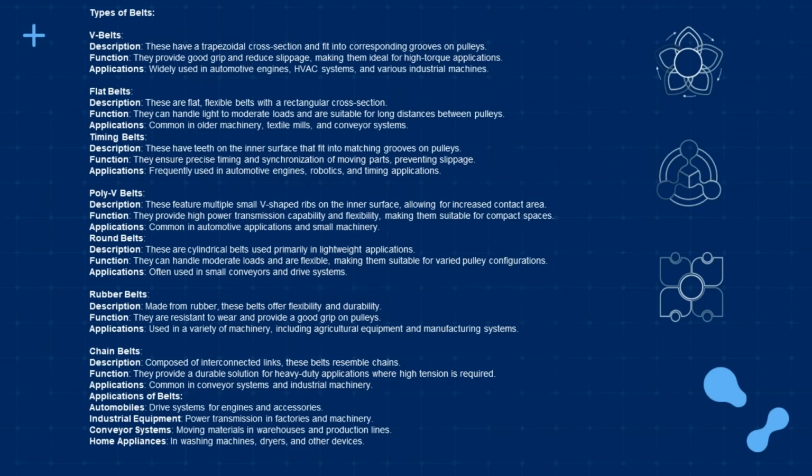V-belts. Description: these have a trapezoidal cross-section and fit into corresponding grooves on pulleys. Function: they provide good grip and reduce slippage, making them ideal for high-torque applications. Applications: widely used.